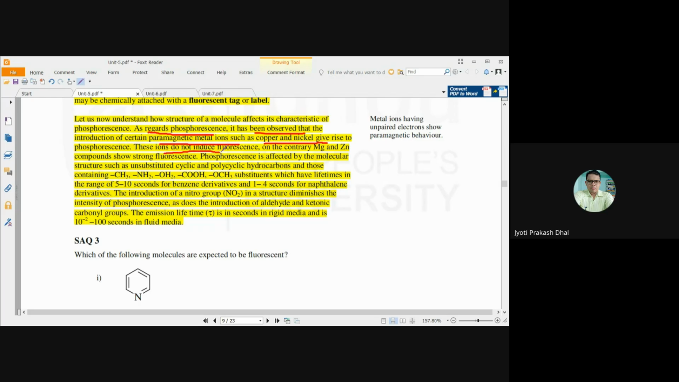These ions do not induce fluorescence. Contrary to this, the introduction of magnesium and zinc will show fluorescence, while the introduction of copper and nickel gives rise to phosphorescence.